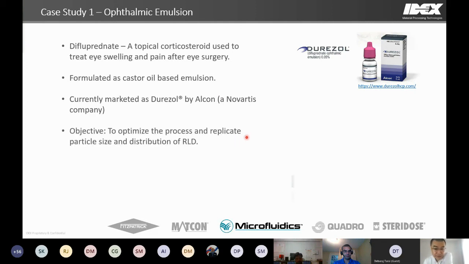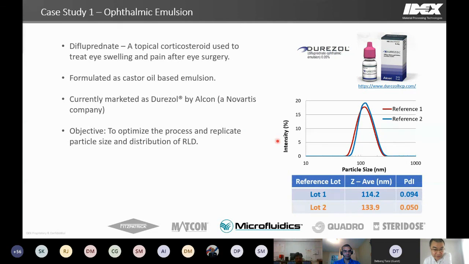So the goal in this study is to develop a process to replicate the particle size and distribution of the RLD, as shown in both this graph and the table here. I want to point out, you can see from the table, this particular emulsion does not only have small particle size, but also very tight distribution, as indicated by the PDI, generally below 0.1, which obviously would require a very robust method for processing this emulsion.